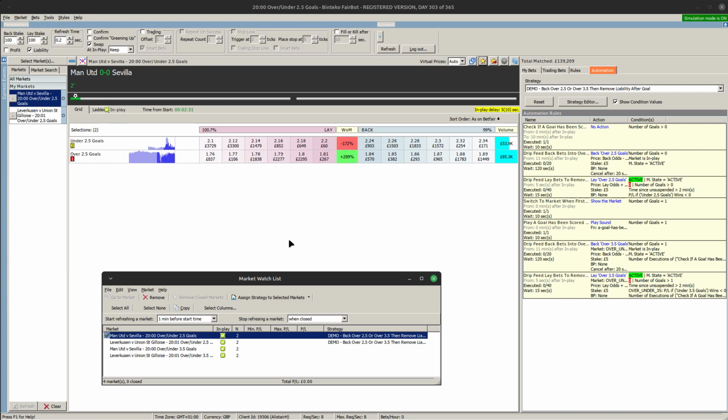As I was saying, the strategy itself is assigned to the over 2.5 goals market, and it's using the linked markets feature within FairBet automation to send bets, or will ultimately send bets into the over 3.5 goals market. Okay, we'll skip ahead once something else happens.